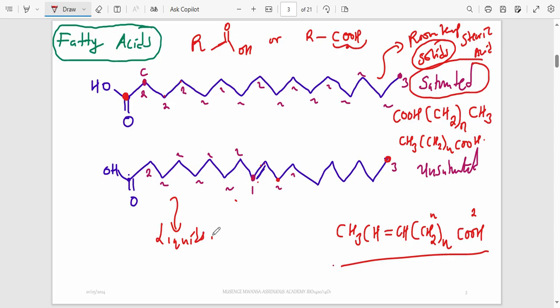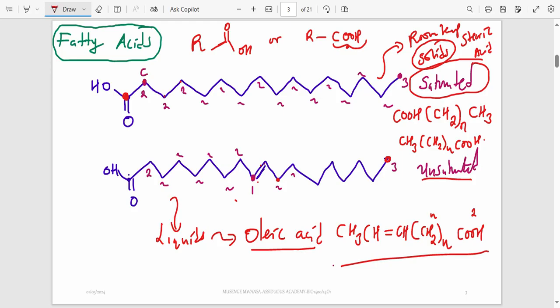And the very common example that you use here is something which is known as oleic acid. Oleic acid is an unsaturated fatty acid with 18 carbons. Stearic acid is a saturated fatty acid with 18 carbons. They both have 18 carbons, but oleic acid is unsaturated, stearic acid is saturated. These examples you need to know, right? They are going to ask you.